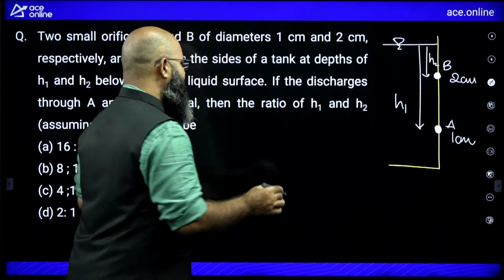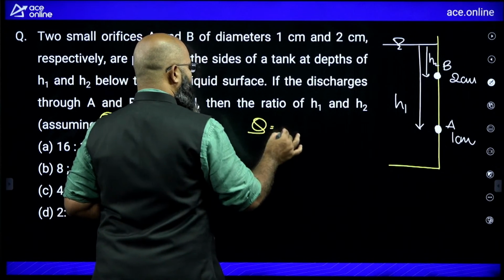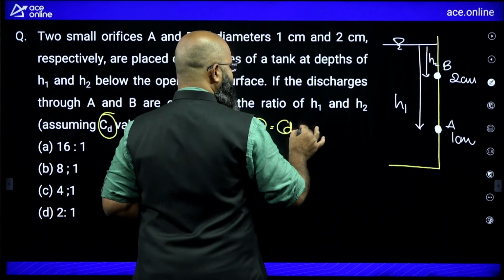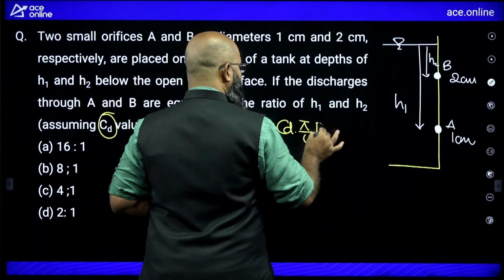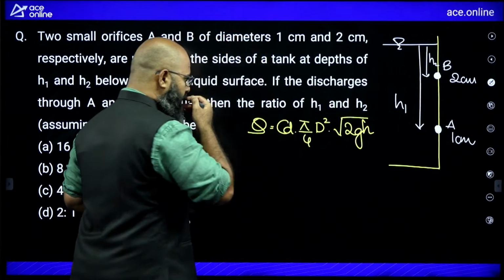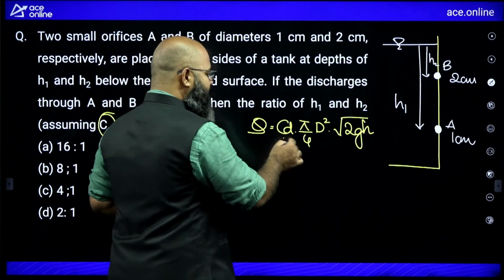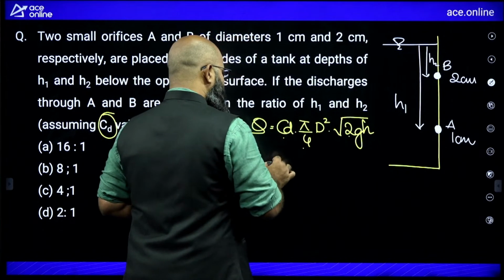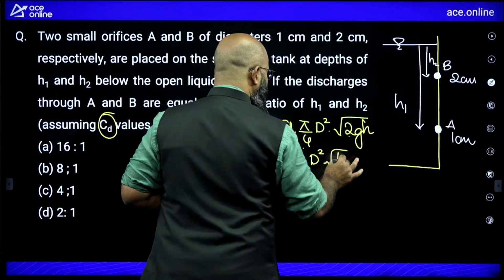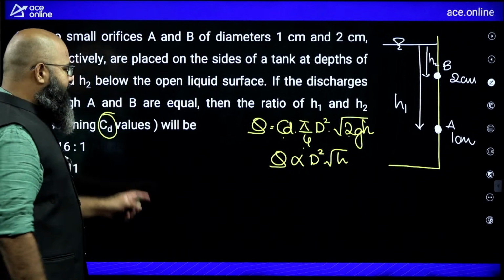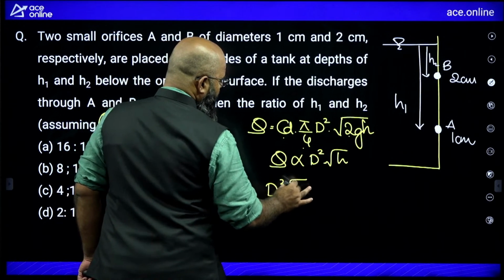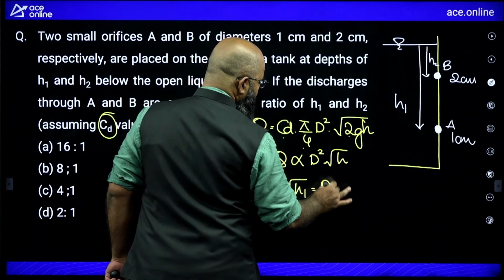So how do we answer this thing? I know the value of Q is equal to how much? Q is equal to area times velocity, or CD into area times velocity. So area is equal to how much? Pi by 4 into d square. Velocity is equal to root over of 2gh. If you observe in this equation, CD is constant, pi by 4 constant, 2g constant. So I can say my discharge over here is proportional to d square into root over of h. Since discharge is same in both the cases, I can write over here d1 square root over of h1 must be equal to d2 square root over of h2.